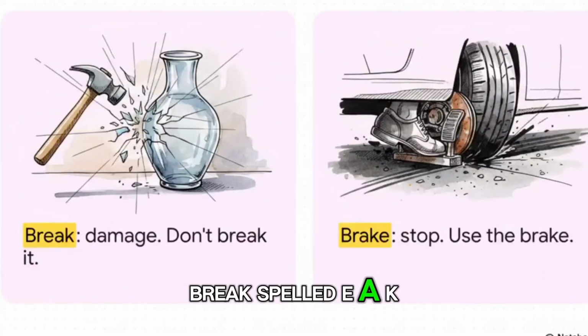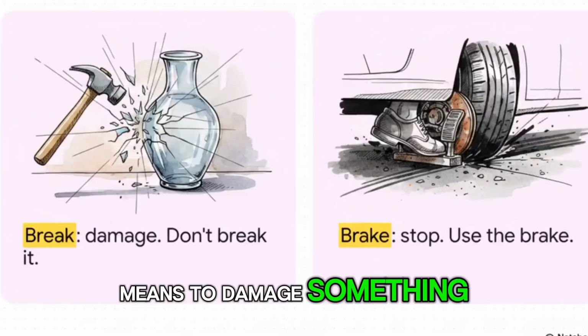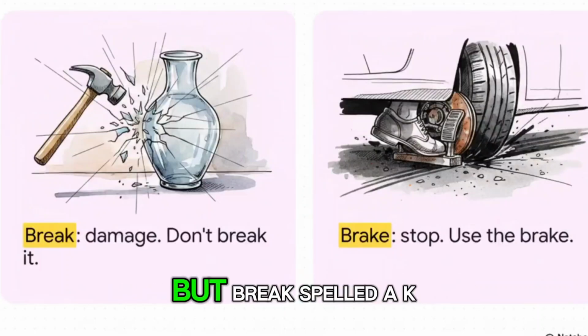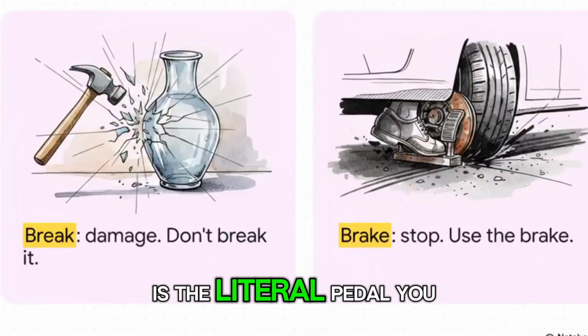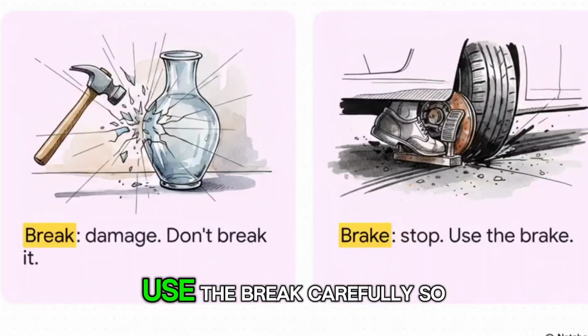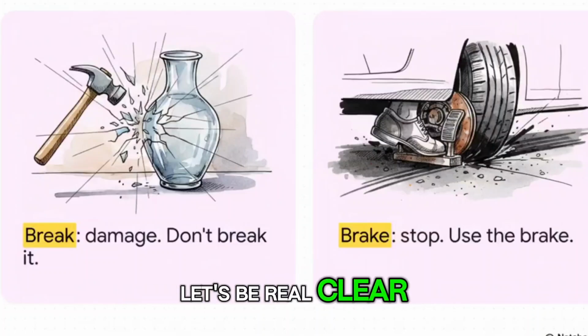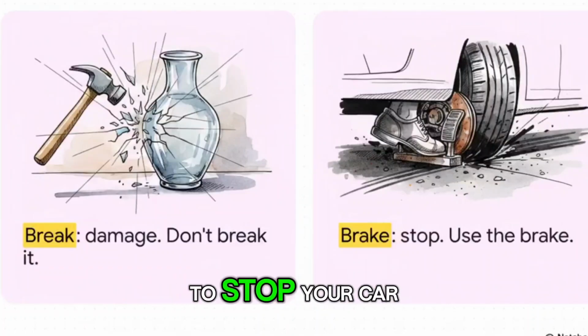Break, spelled B-R-E-A-K, means to damage something. Don't break the glass. But brake, spelled B-R-A-K-E, is the literal pedal you use to stop a vehicle. Use the brake carefully. So let's be real clear. You must use the brake to stop your car, so you don't break the glass windshield.